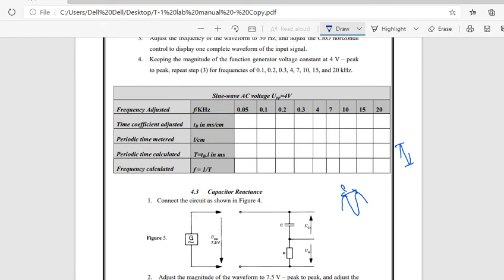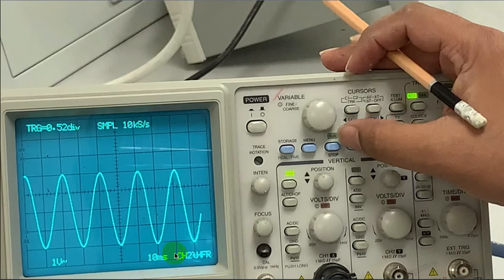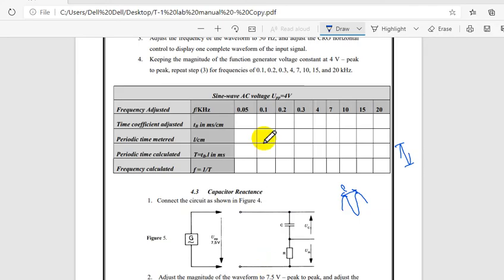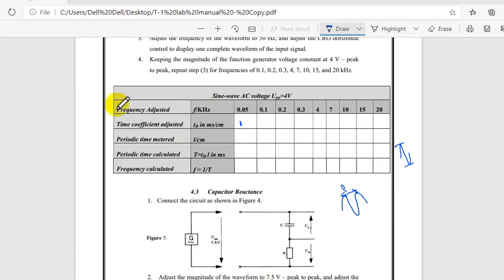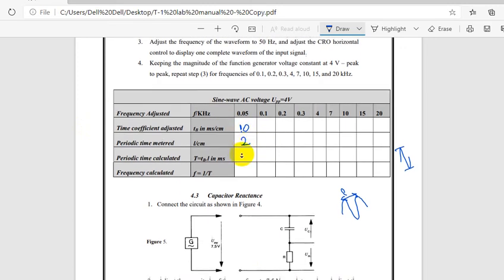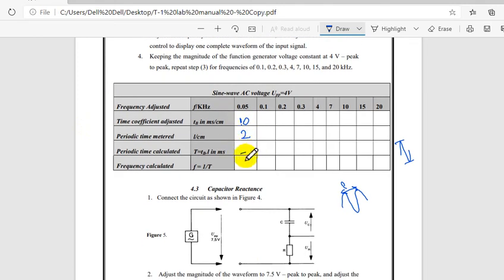previously we were writing the voltage here, now we will not write the voltage, we will write the time period, because we are dealing with the frequency now. So the time deflection adjusted is 10 or 20, it is 10, right? 10 millisecond, and the length is 2, so that means it will be 20.